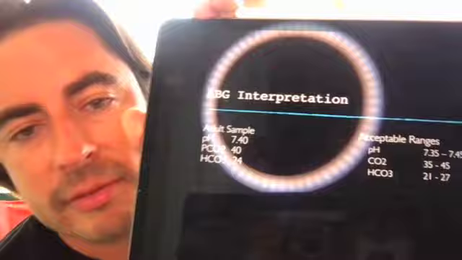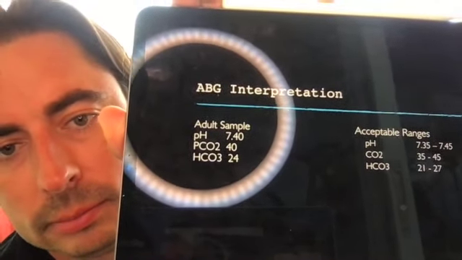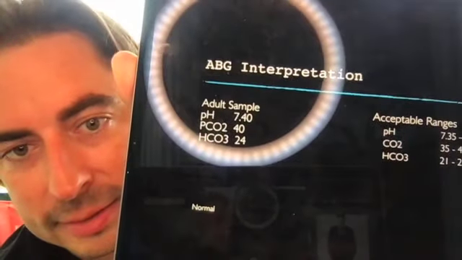Last interpretation here: 7.40, 40, and 24. This one's easy. We've got a normal blood gas. Okay? Don't go around looking for zebras when you have a field full of horses. Don't look for those exotic diagnoses. Don't look for those exotic, complex interpretations when we have a simple one right in front of us.